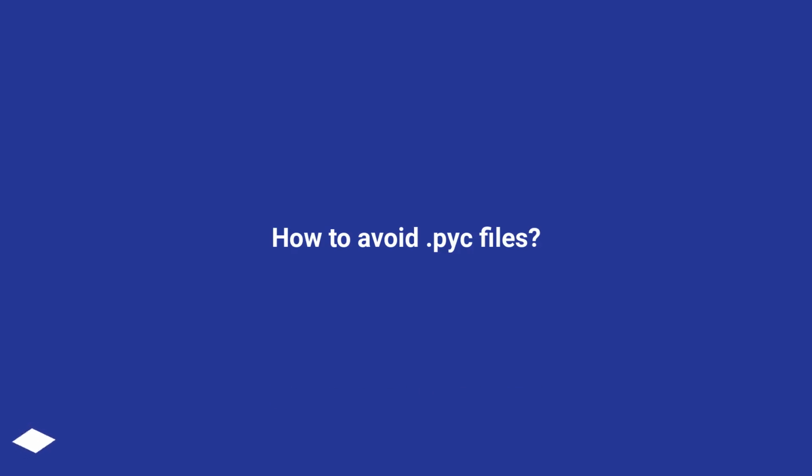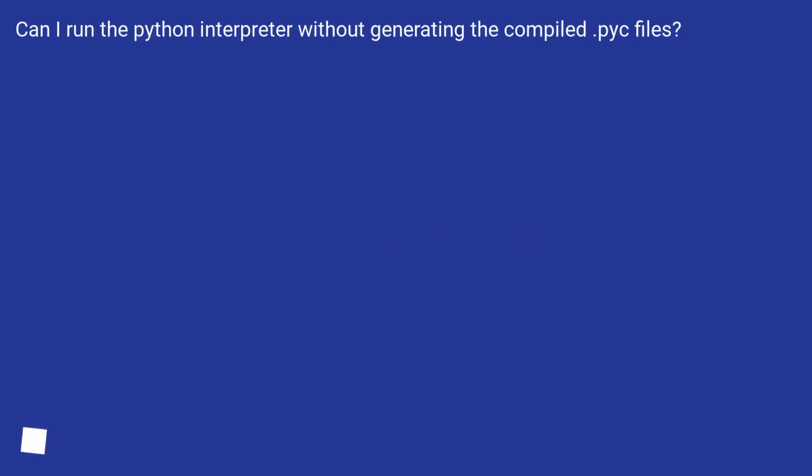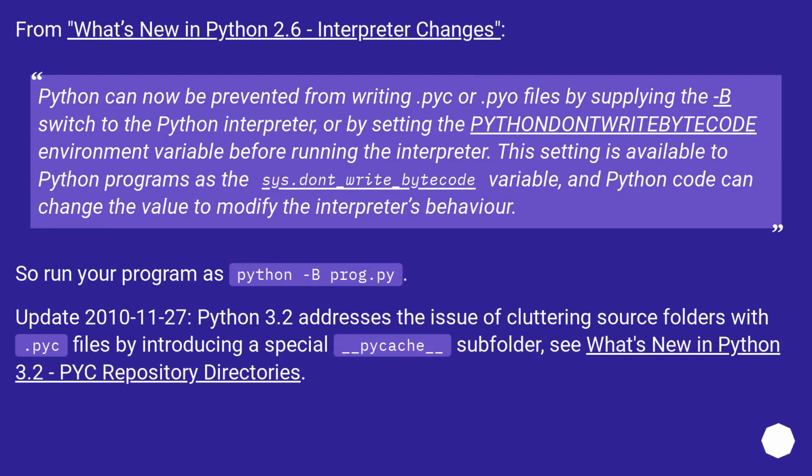How to avoid .pyc files. Can I run the Python interpreter without generating the compiled .pyc files? From What's New in Python 2.6, interpreter changes.